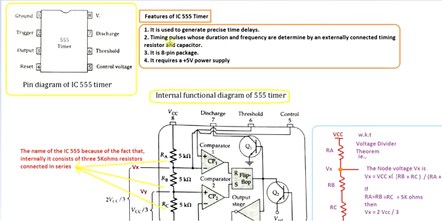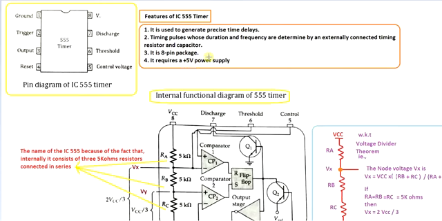The second one: the timing pulses whose duration and frequency are determined by an externally connected timing resistor and capacitor. That means the time delay can be controlled by using an RC network, besides the time constant. So this is the benefit of the IC 555 timer. Externally, by connecting a simple capacitor and resistor, I can determine the duration, or how much time pulses should be generated.